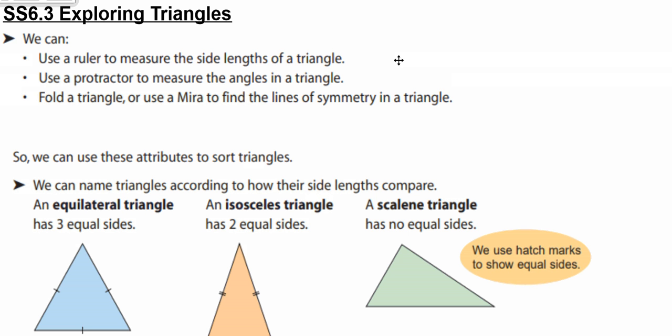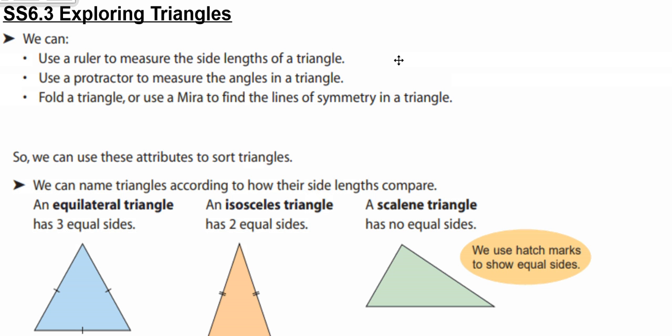In this lesson, we will be exploring triangles. Things that we know from previous units: we can use a ruler to measure the side lengths of a triangle, we can use a protractor to measure the angles in a triangle, and we can fold a triangle or use a mirror to find the lines of symmetry in a triangle.